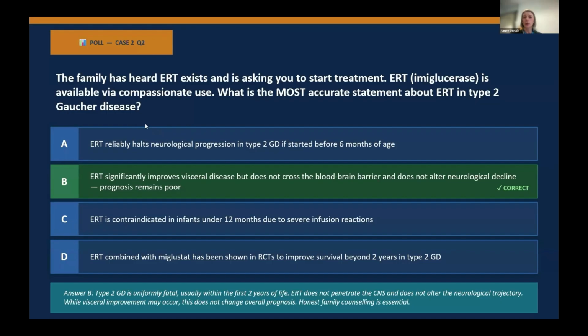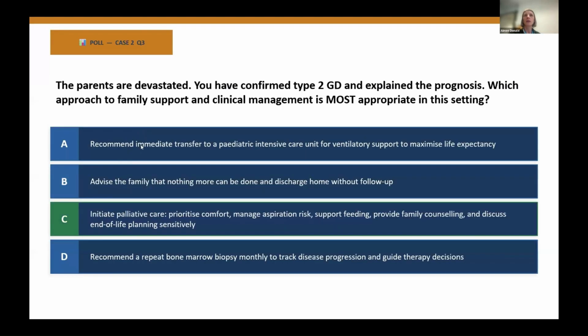We have to be really transparent and honest with our families because sometimes we want to do something and sometimes that's actually not in the best interests of children. And so as much as our intention is good and we feel a need to do things, sometimes the kinder thing is to do less and to do supportive things. So let's go to the next question.